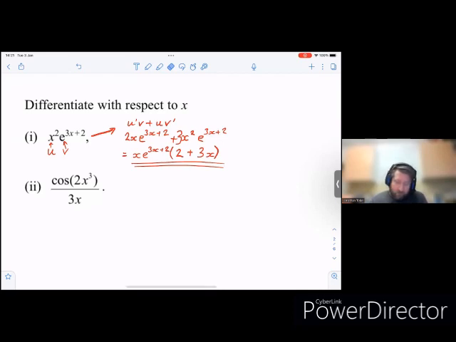For the second one, we're dealing with a quotient here. So we're going to use u dash v minus u v dash, all over v squared.